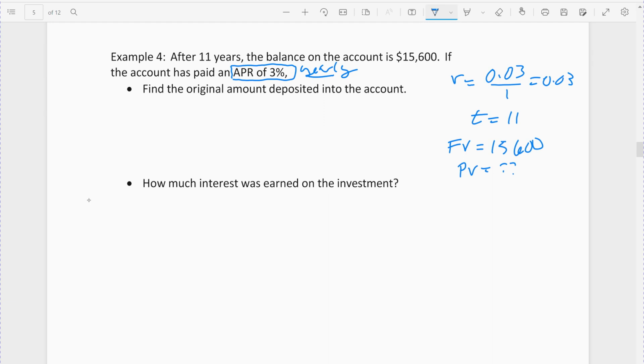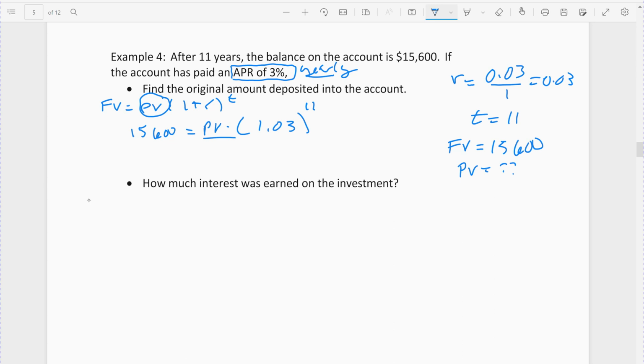So we're looking for the initial amount deposited. In the formula, we're looking for this piece of the formula. So we do have to do a little bit of algebra to solve this. We set it equal to the $15,600. Present value is what we're looking for, so that's what we have to solve for. 1 plus R, and I'm just going to do the addition in my head: 1 plus the 0.03 gives me 1.03 raised to the 11.